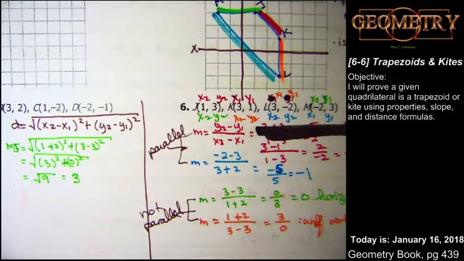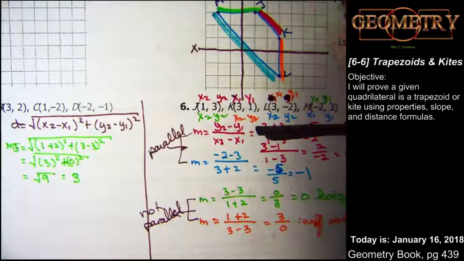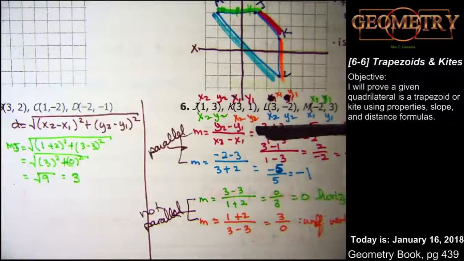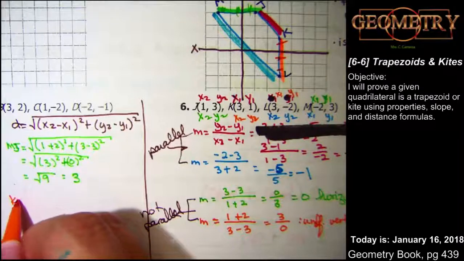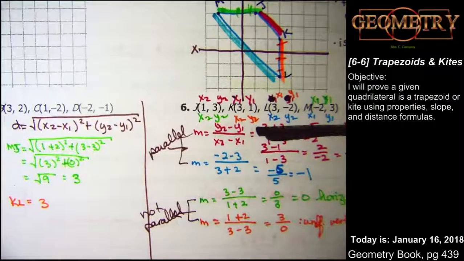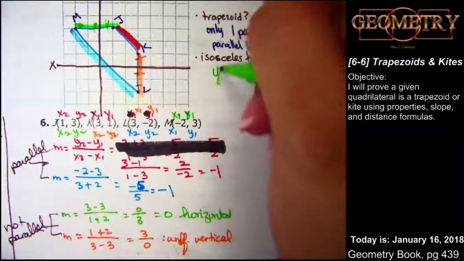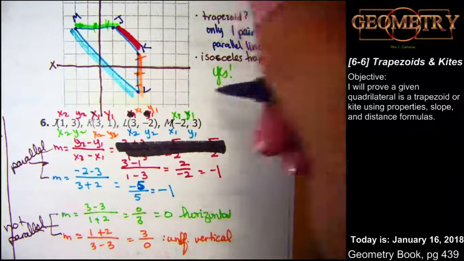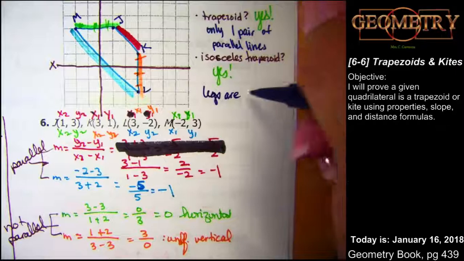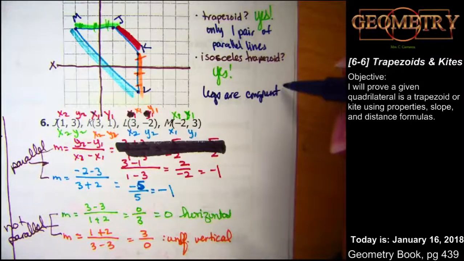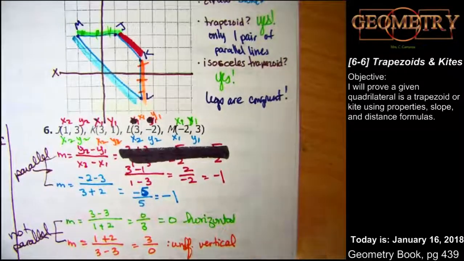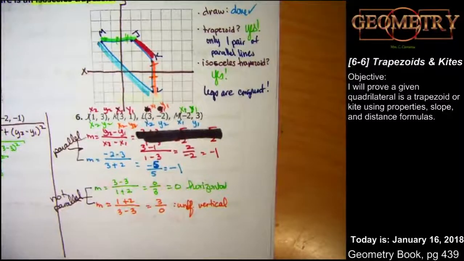What do I notice about those sides? They're on the grid lines, aren't they? 1, 2, 3. 1, 2, 3. Oh, thank goodness. I had a shortcut and I didn't see it. Are the legs congruent? Yes. So is this an isosceles trapezoid? Yes. What was the reason? Because the legs are congruent. And we're done. Thank you very much.